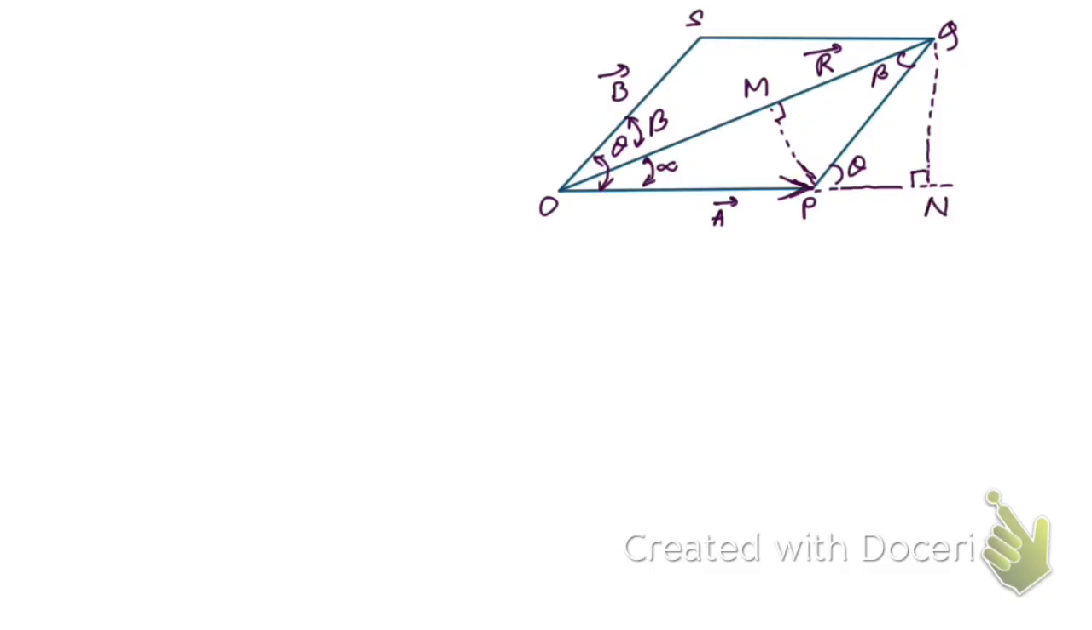Now let me consider this triangle QPN. From this triangle QPN, we can write sine theta is equal to QN, the perpendicular, by the hypotenuse PQ, so QN by PQ. And here this length PQ will represent the magnitude of vector B.